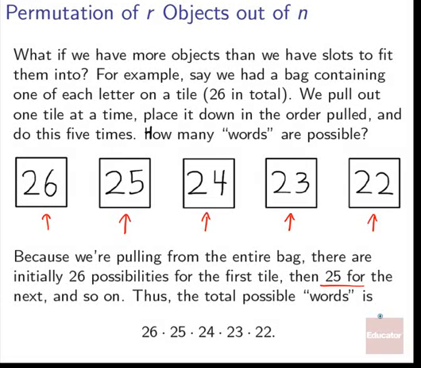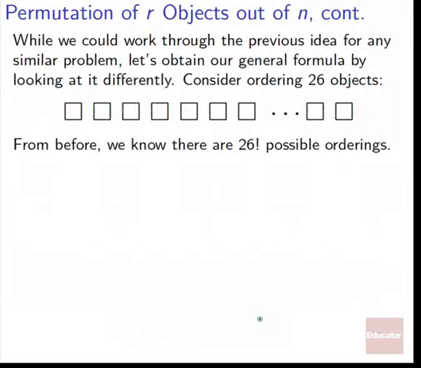That means we've now put down 5 letters, so the total possible number of words that will come out of these 5 letters is 26 choices for the first one, 25. So we multiply them all together, 26 times 25 times 24 times 23 times 22. Cool, we figured it out. So the logic that we just used for that previous example would work for any similar problem. So if you find that easy, that makes a lot of sense to you, go ahead and use that. But we're going to obtain our general formula by looking at things a little bit differently.